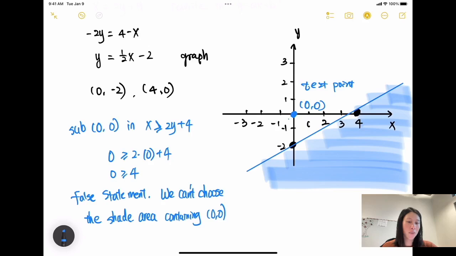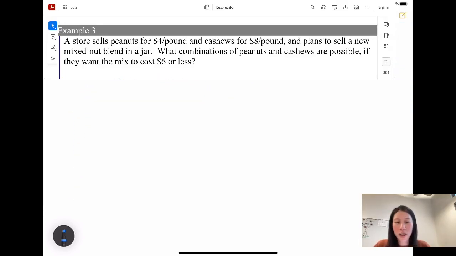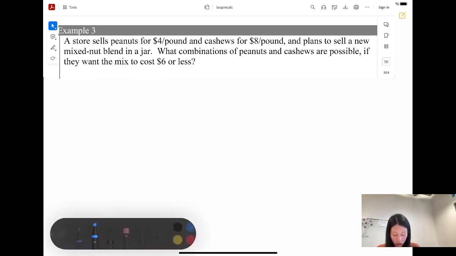Okay, so let me show you an example. How can we apply this to the real world? So here's our example. A store sells peanuts for $4 a pound and cashews for $8 a pound, and plans to sell a new mixed nut blend in a jar. What combination of peanuts and cashews are possible if they want the mixed cost to be $6 or less? So how do we set this up? In the jar, you have two types of nuts: peanuts sold at $4 a pound, and cashews sold at $8 per pound. So we want to mix them together. So the cost should be what?